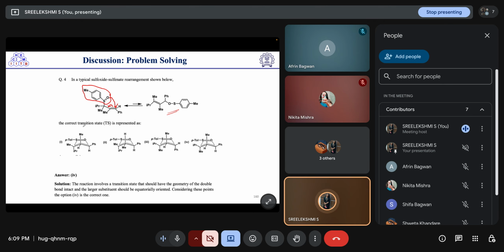So here the correct answer is option 4. As I said, it is going through this type of mechanism. It will go here, this will go here, and this bond will cleave.